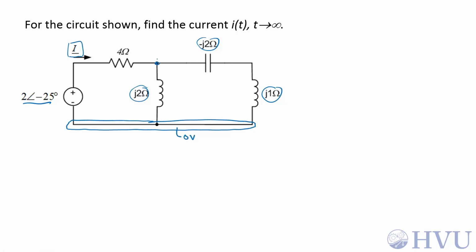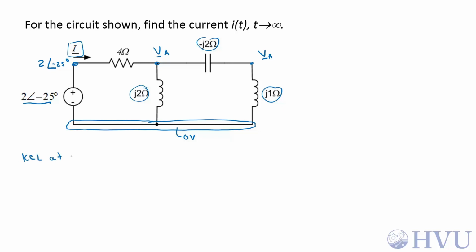I'm going to say this is V sub A. It's going to be a phasor. This is V sub B, also a phasor. Also, this is a dependent node. Its voltage is 2 at an angle of minus 25 degrees above 0, so that's easy to label. Now we just do KCL at our independent nodes.